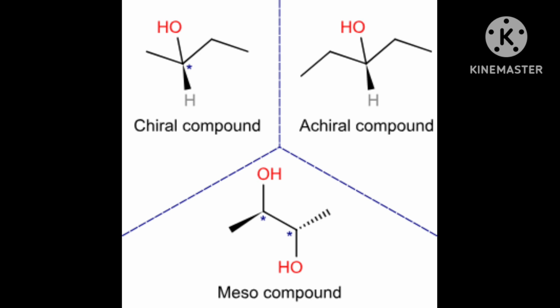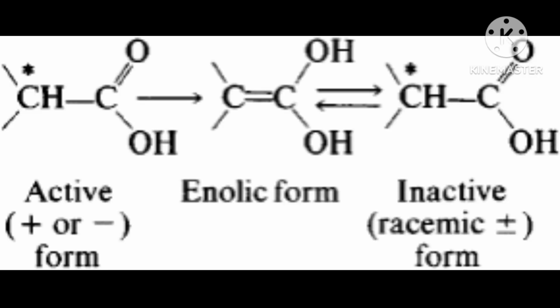A mixture containing two enantiomers in equal proportion. Just listen carefully. A mixture containing two enantiomers in equal proportion will have zero optical rotation. Zero optical rotation, the angle is 0.